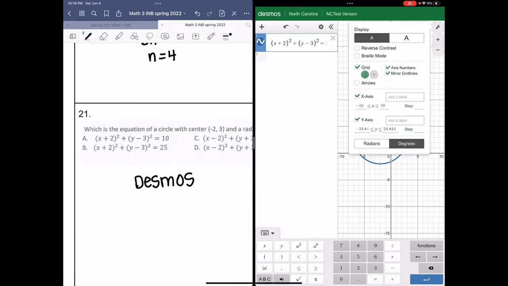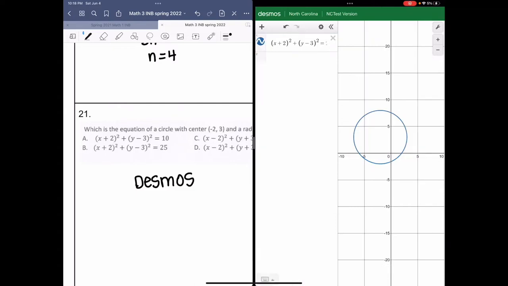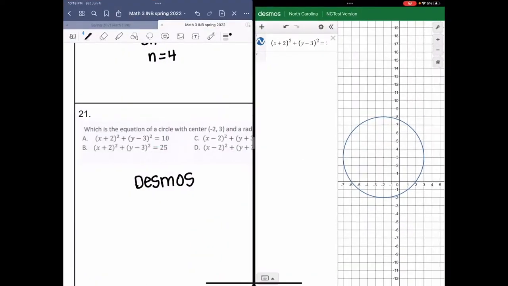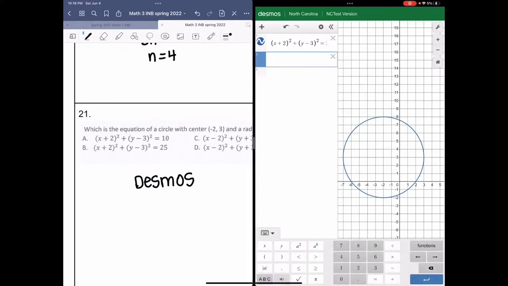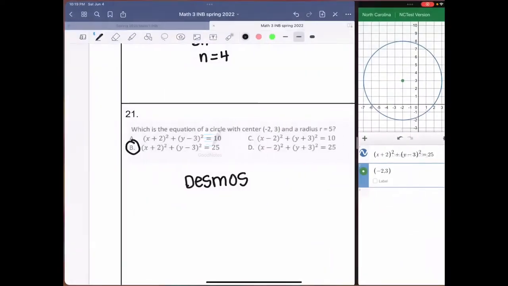If you like doing it with the minor arcs and 1 and 1, you can do that as well. Because my iPad is zoomed out, it's not going to actually, there we go. So this one does have a center at -2, 3. And I do have a radius of 5 units. So the correct answer here is B.